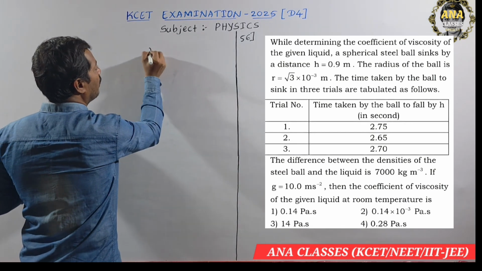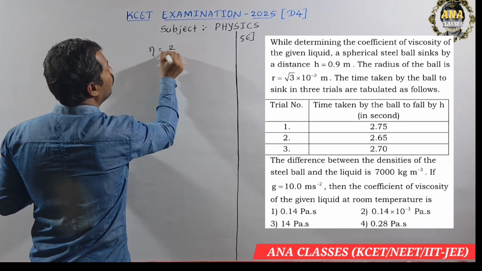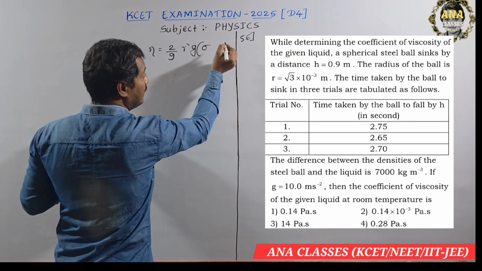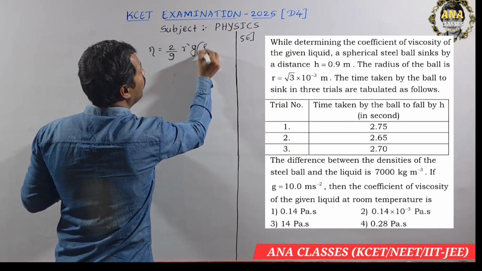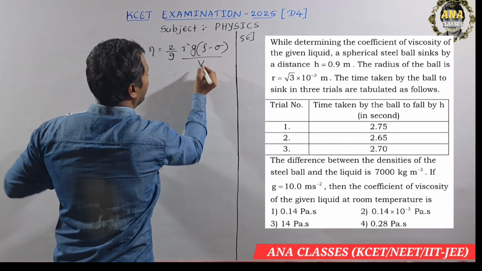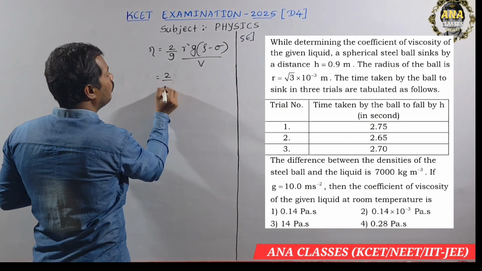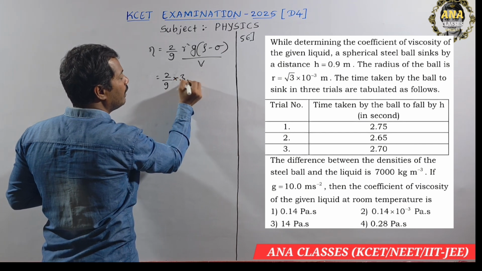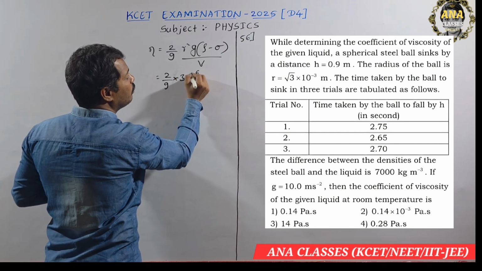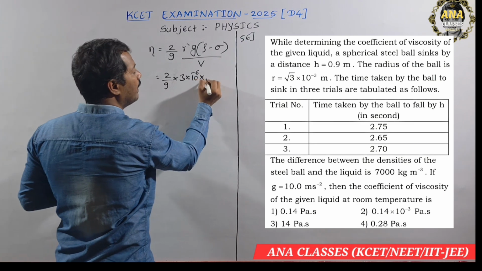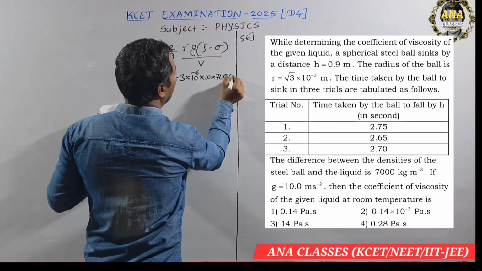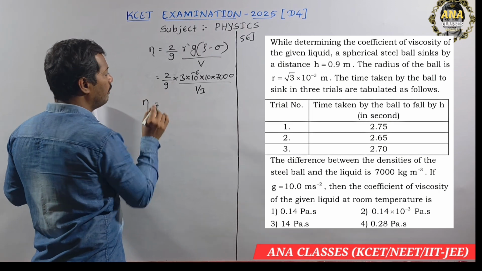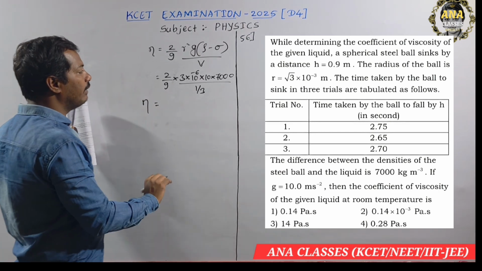Here the coefficient of viscosity formula is eta equals 2 divided by 9 r square into g into the density difference, that is rho minus sigma, divided by v, the terminal velocity. Taking 2 divided by 9 r square, if we square root 3, we get only 3 and 10 to the power of minus 6. The g value we take as 10, and 7000 kg per meter cube is given, divided by 1/3. By simplifying this, the value will be found.